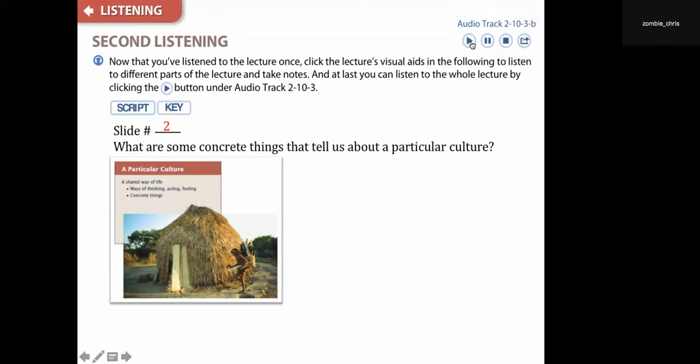So, very simply, what are some concrete things here? Housing, clothing, and tools. The concrete things. When we talk about concrete things, again, this is another metaphor. We don't literally talk about something made of concrete. We talk about something as opposed to abstract. We talk about concrete things being something that we can touch. It's not literally made of concrete. It's just a metaphorical concrete thing in that it actually exists and we can touch it.